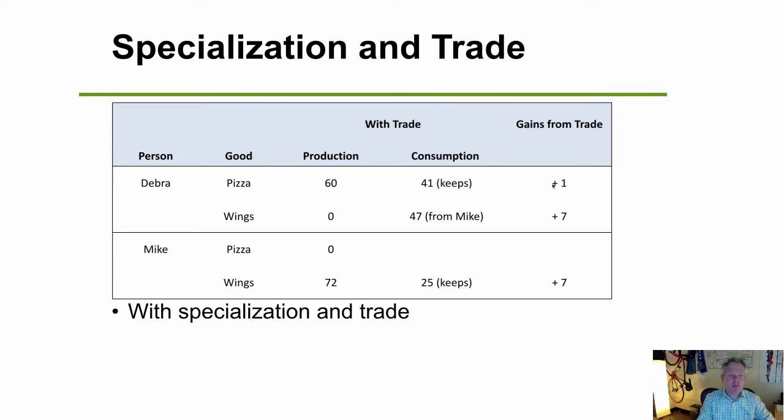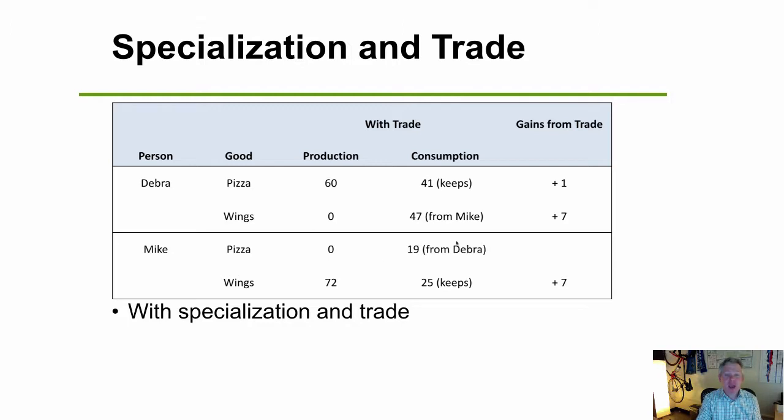We get one more pizza produced here, and now how much are they able to consume? Deborah, say she keeps 41 pizzas. Well, that's one more pizza than she kept in the scenario in the last slide. That's one more than she had. And let's say she gets 47 wings from Mike. All right. Notice now she's getting 7 more wings than she was getting before.